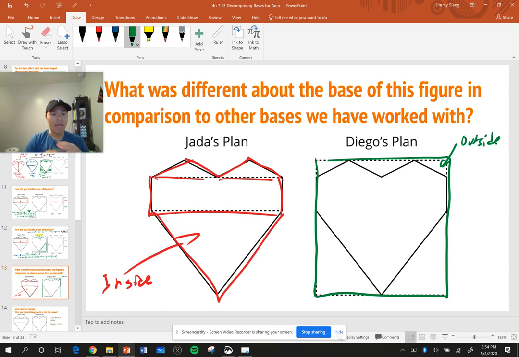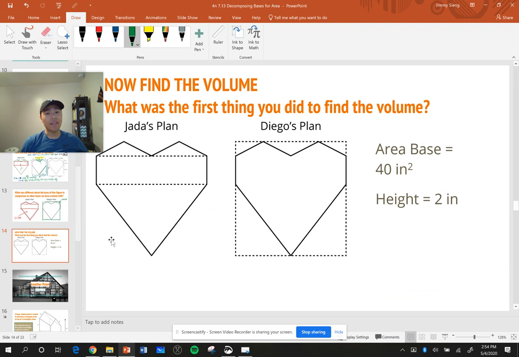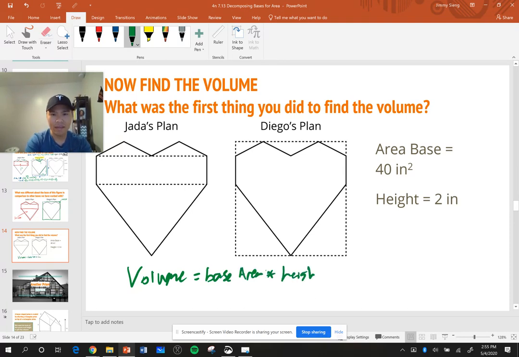When you're looking at the base of these figures, you can look at the inside or the outside of the base, okay? So the question is, now we gotta find the volume using the numbers that we found. Well, remember, this is fairly easy because we know that volume is equal to your base area times your height. The base area is 40, right? And the height is 2. So it's just 40 times 2. So the answer of this volume should be 80 inches cubed, right?